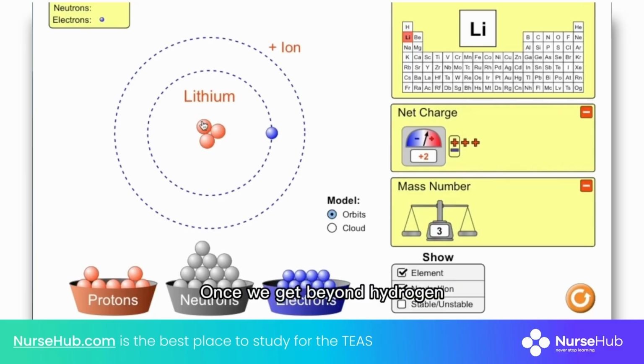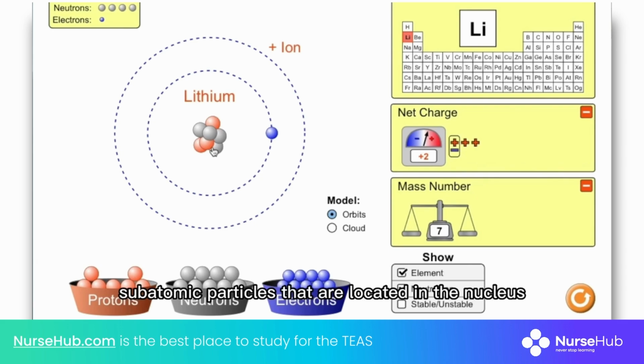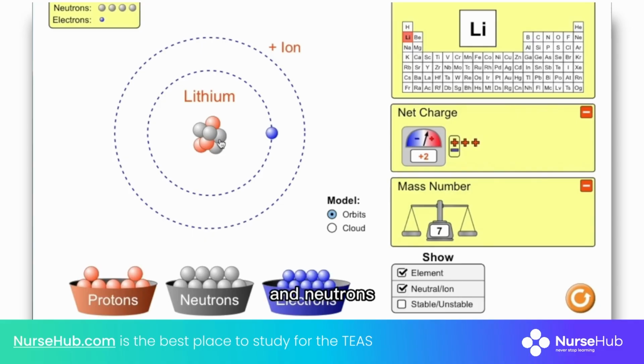Once we get beyond hydrogen, we got to add something else to the nucleus to keep it stable, okay? That's called the neutron. Neutrons are neutrally charged subatomic particles that are located in the nucleus at the center of the atom. In the nucleus, we have protons, positively charged particles, and neutrons, neutrally charged particles. The word neutron has the same beginning as the word neutral. That's how I remember what's what. Okay, the last particle I mentioned is electrons. These are super important, as we'll see later on.